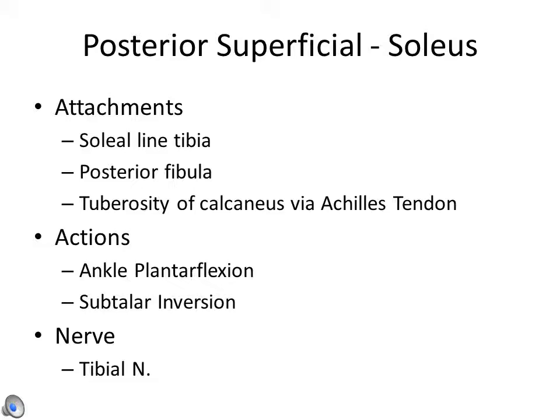The proximal attachment of soleus is the soleal line of the tibia and the posterior fibula. The distal attachment is the tuberosity of the calcaneus via the Achilles tendon. The soleus and the gastrocnemius make up what we know as our calf muscle. The soleus performs ankle plantar flexion and subtalar inversion. The innervation of the soleus is the tibial nerve.